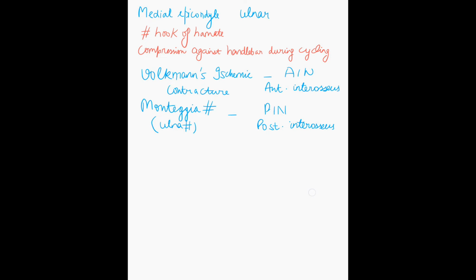Then we have the medial epicondyle: ulnar nerve. The ulnar nerve can also be injured due to cyclist handlebar injury, and fracture of the hook of hamate. Then we have Volkmann's ischemic contracture that will cause AIN injury, anterior interosseous nerve, and Monteggia fracture. Monteggia is fracture of the proximal ulna that can cause posterior interosseous nerve injury. Monteggia is PIN and Volkmann is AIN.